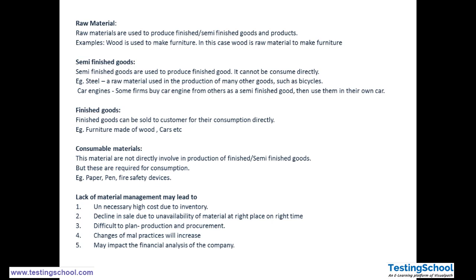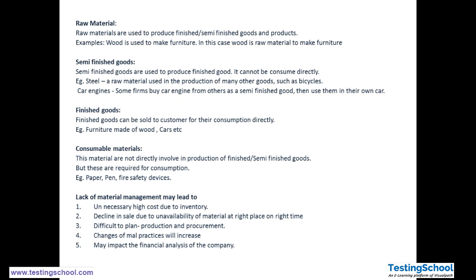Now if somebody purchases this engine directly, it will not work for them. It needs some vehicle on which this engine will work. Finished goods can be sold to customers or consumers for their direct consumption. So what things can we put in the finished goods category? Finished goods are something which can be sold to customers for their direct consumption, like furniture made of wood, a finished car, etc.